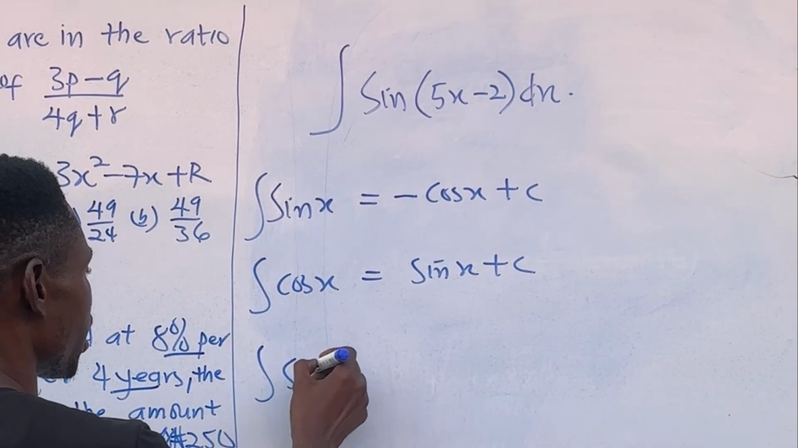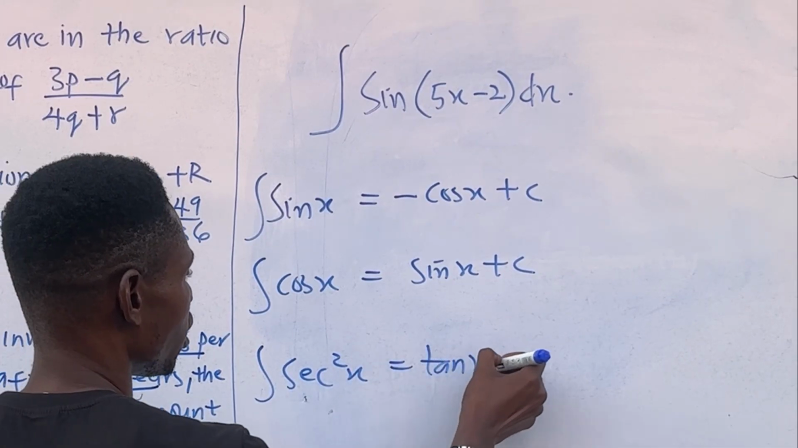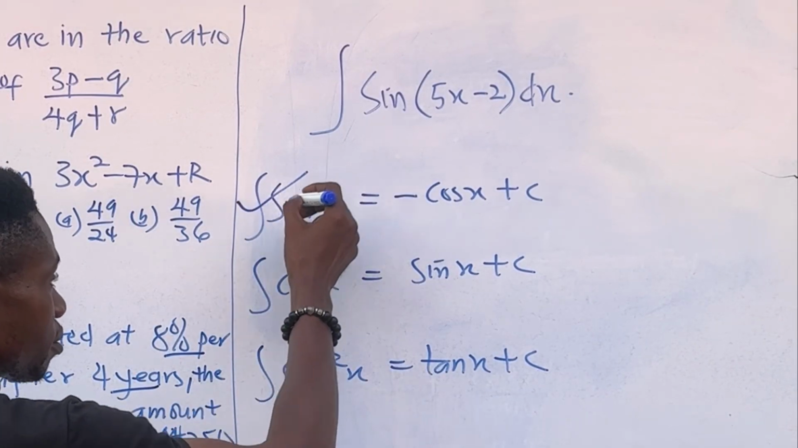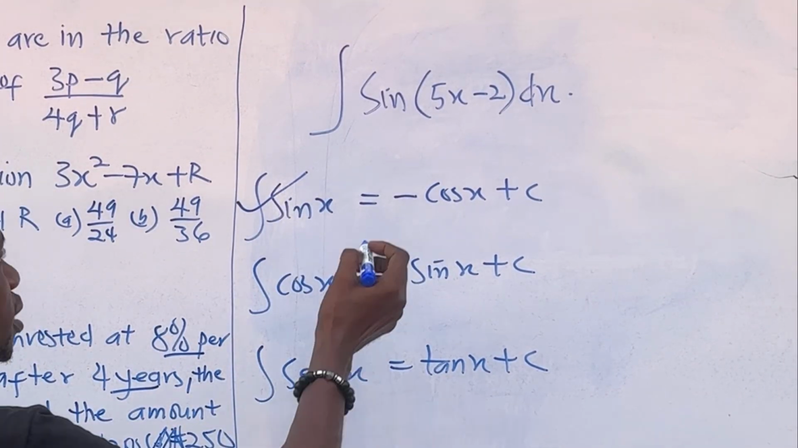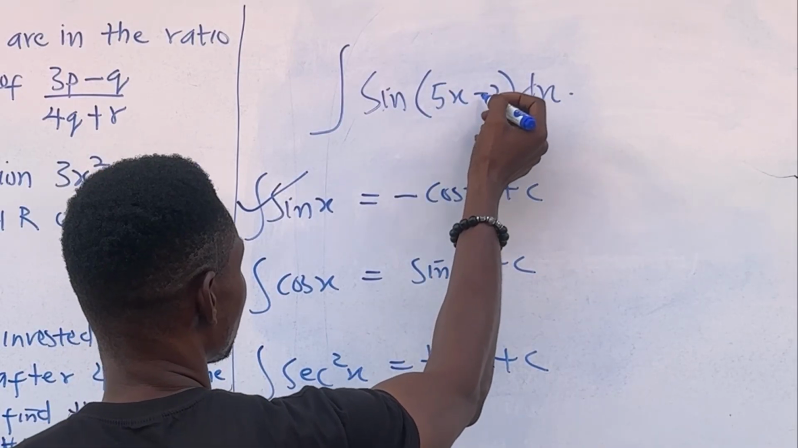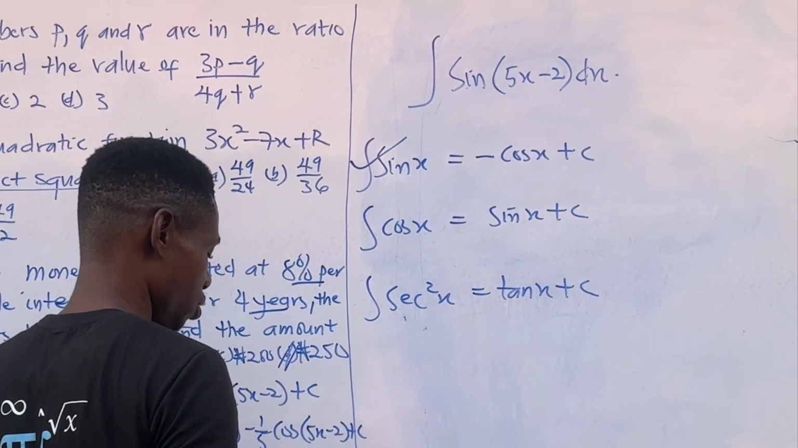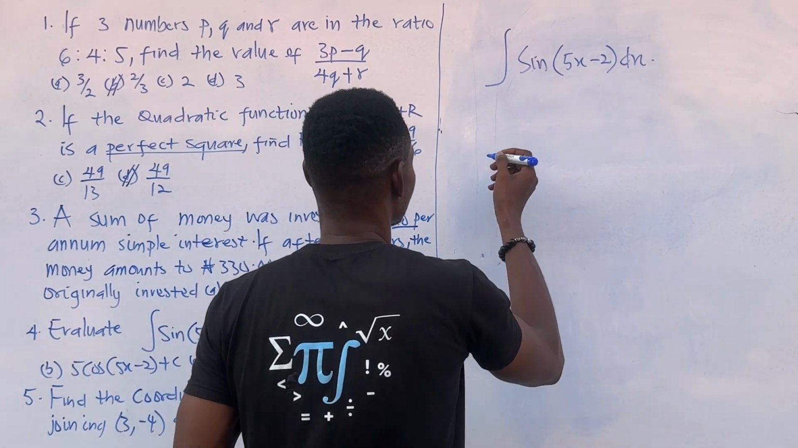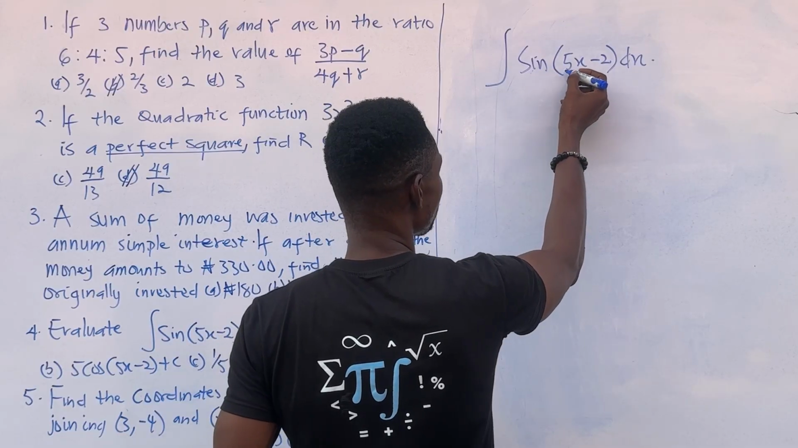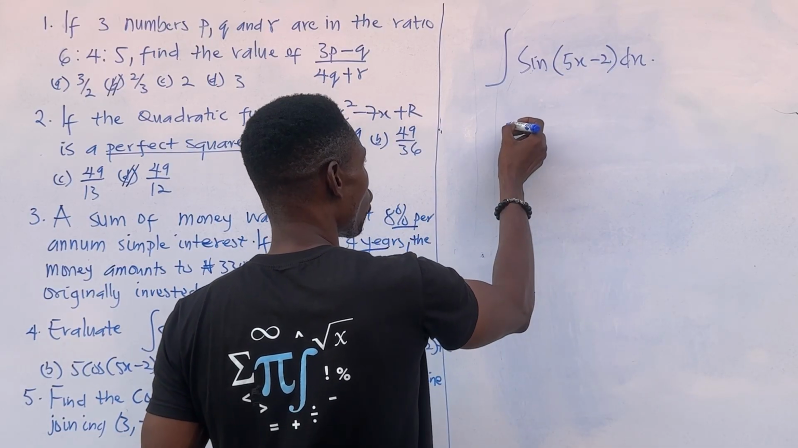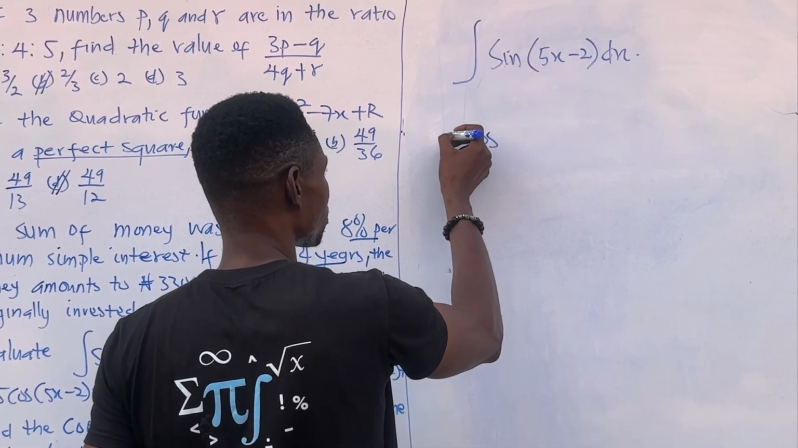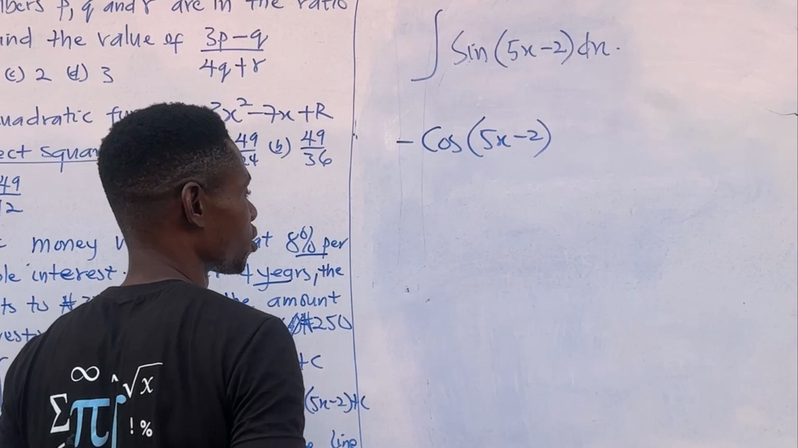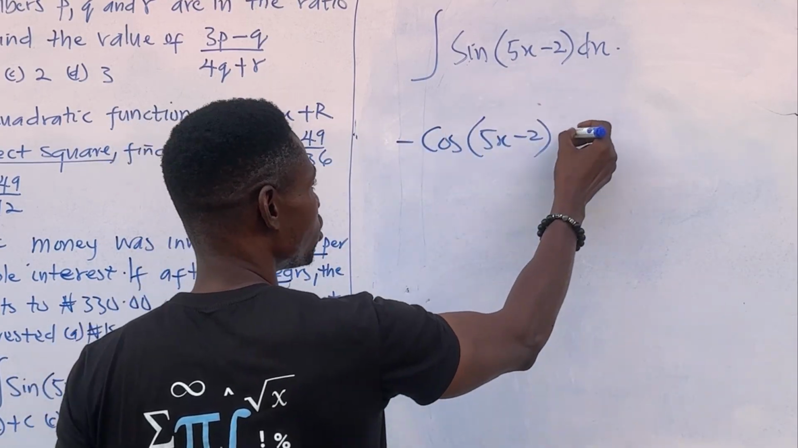If you integrate sec square x, it will give you tan x plus c. Now, the one of interest for now is this. So we are integrating sine 5x minus 2. If you integrate sine 5x minus 2, normally sine will give us minus cos 5x minus 2, right? Okay, if you wanted to follow what we have there, you say plus c.